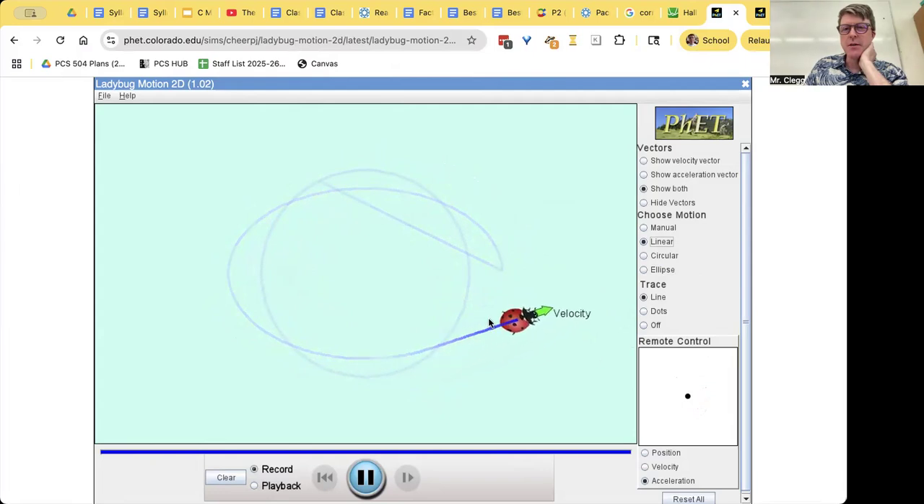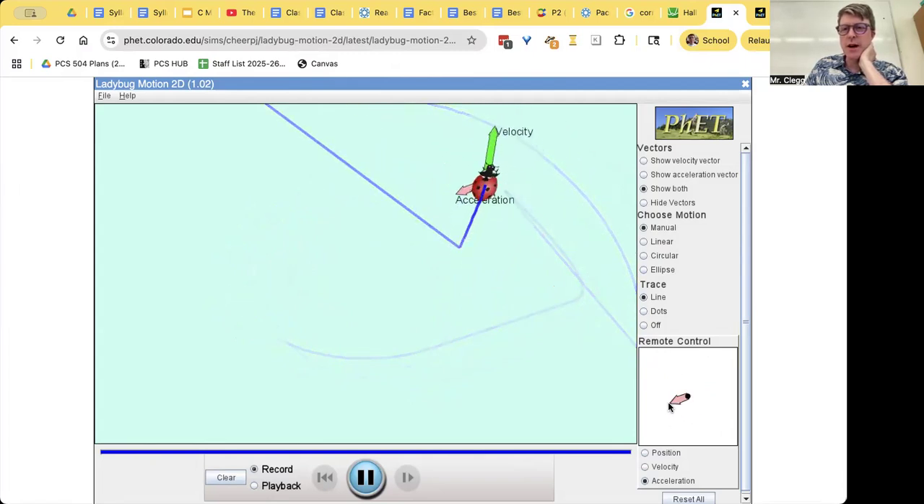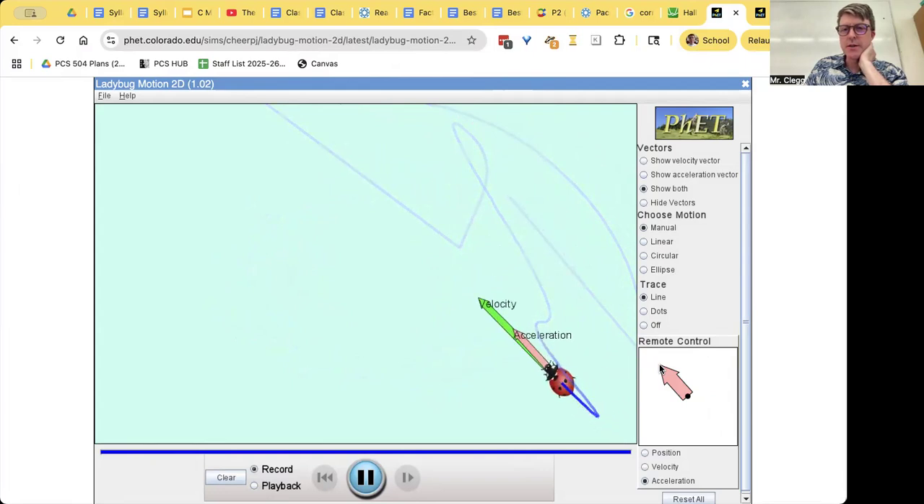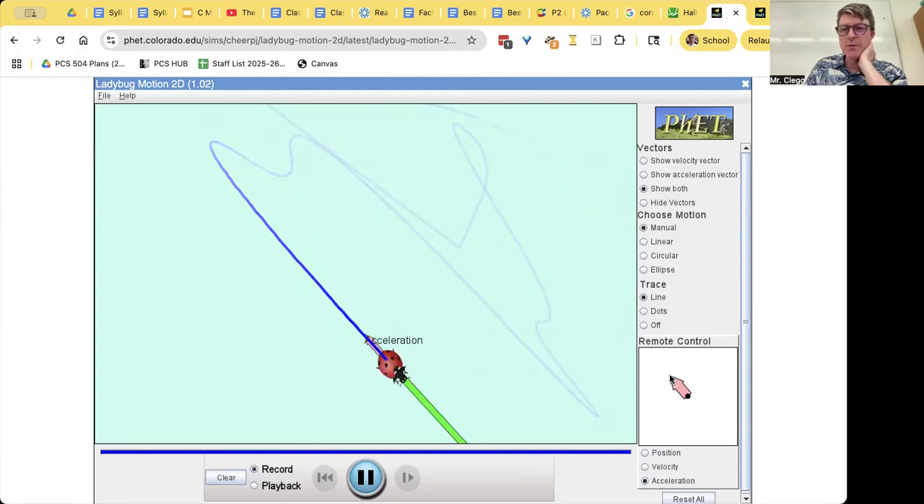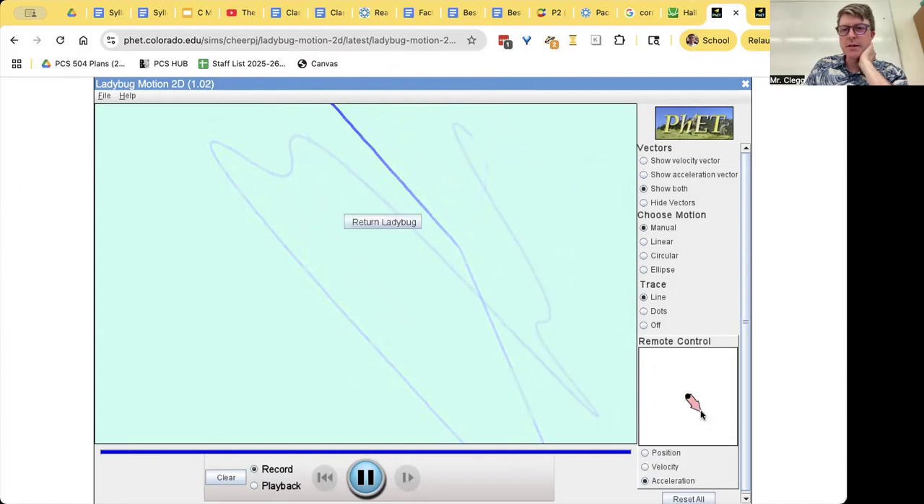Linear. Oh, linear is not, I don't know what that does. Anyway, it's a little bit hard to control, but you can sort of try to see what happens when the velocity and the acceleration are in opposite directions, right? If they're in opposite directions, what's happening to the speed? If they're in the same direction, what's happening to the speed? Right? So a lot of times they're in the same direction.